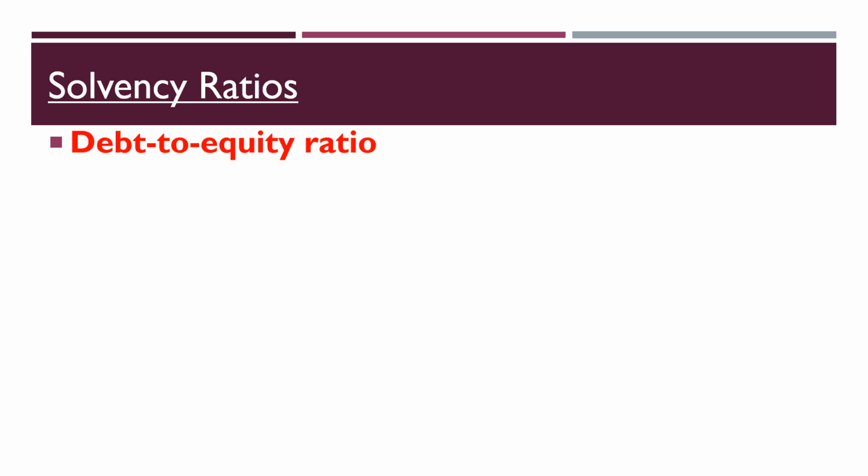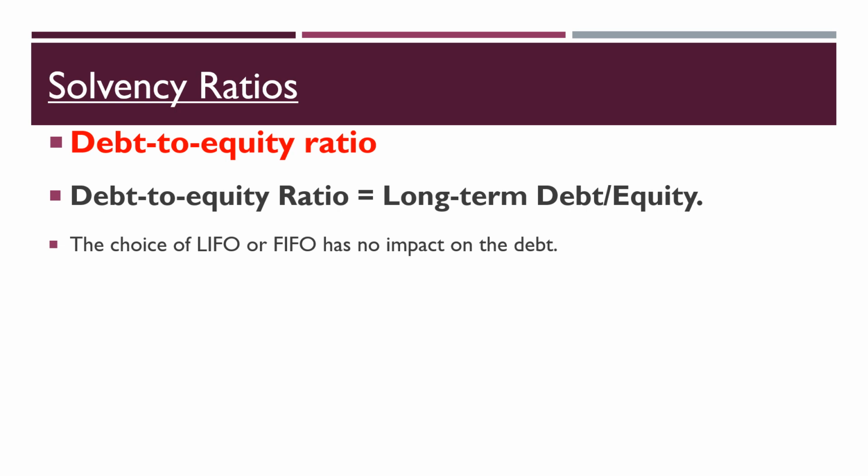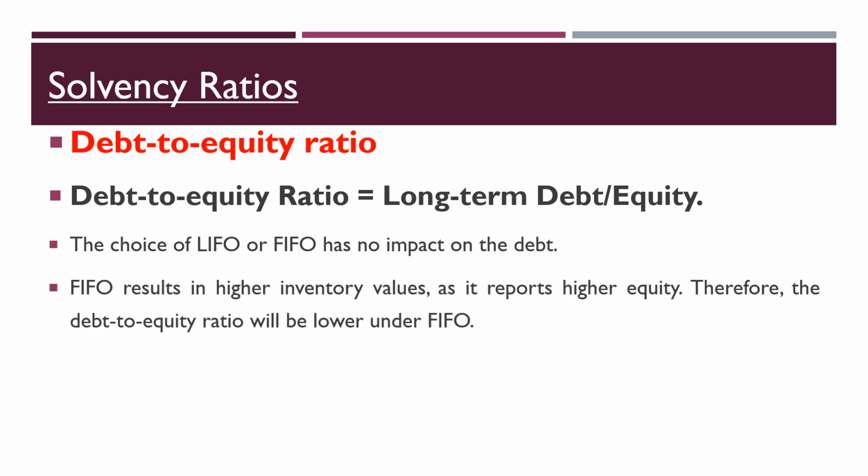When it comes to solvency, we are going to talk about the debt to equity ratio. So here, the choice of LIFO or FIFO has no impact on the debt. However, FIFO results in higher inventory values as it reports higher equity. Therefore, the debt to equity ratio will be lower under FIFO method.